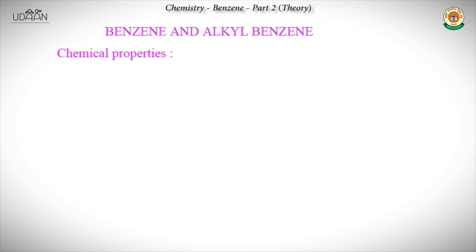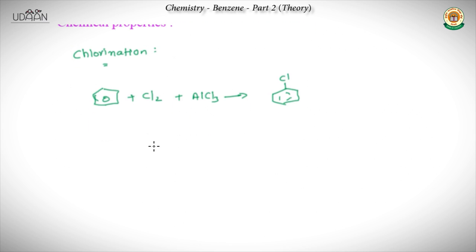Now let us try to learn about this chlorination. In the chlorination of benzene, you add chlorine in the presence of a Lewis acid I discussed earlier, say AlCl3, and you will get chlorobenzene. Now what's the electrophile in it? As you can see, you have Cl-Cl and AlCl3.